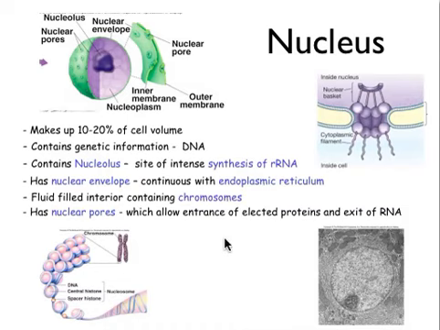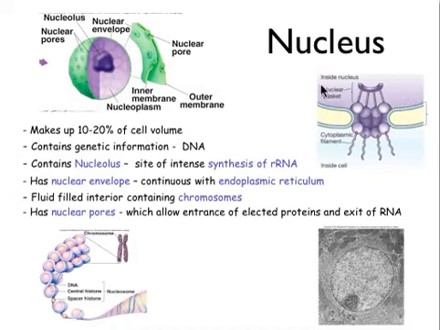It contains a nucleolus inside of it, so here we can see the nucleus and the nucleolus inside, which is the site of intense synthesis of rRNA. rRNA is ribosomal RNA. It has a nuclear envelope, which is continuous with the endoplasmic reticulum. This nuclear envelope has nuclear pores, which allow the entrance of selected proteins and the exit of RNA. The fluid-filled interior contains chromosomes.